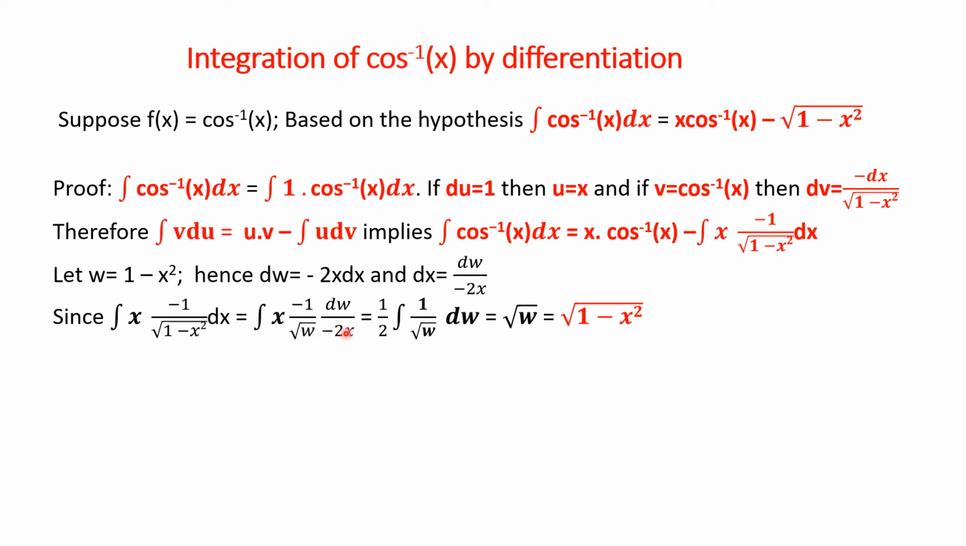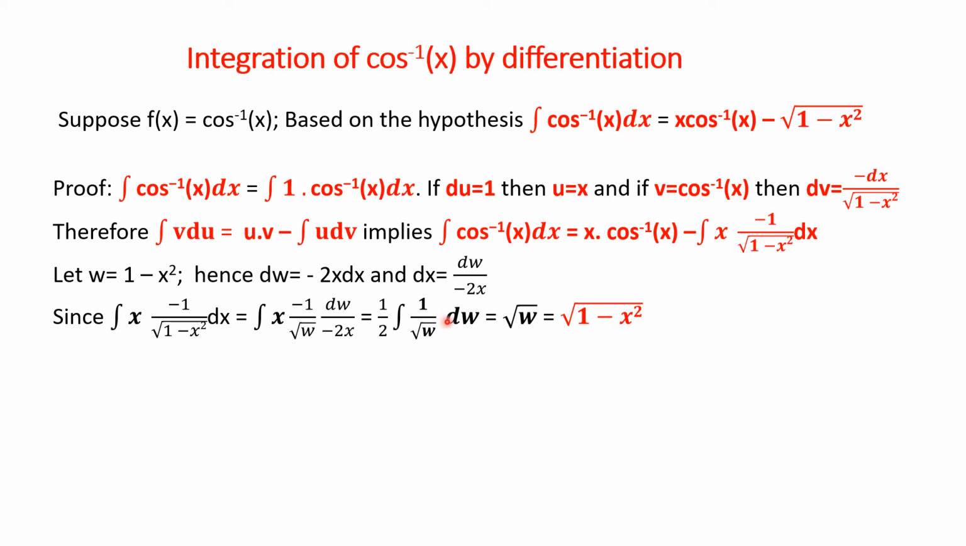So we can see that the x will cancel the x, and we have negative 1 divided by negative 2. So negative goes with the negative. We have half. Let's take it outside. So it will be half. And then we will be left with the integration of dw divided by the square root of w. So we have 1 over square root of w. We have to do the integration with respect to dw.